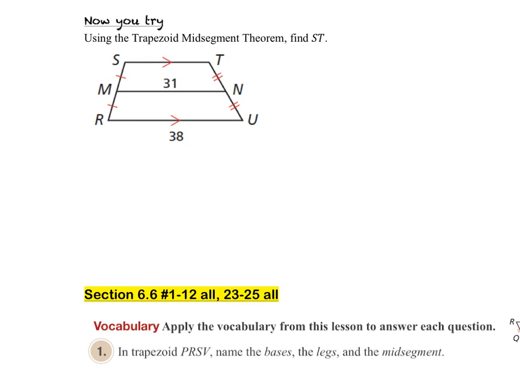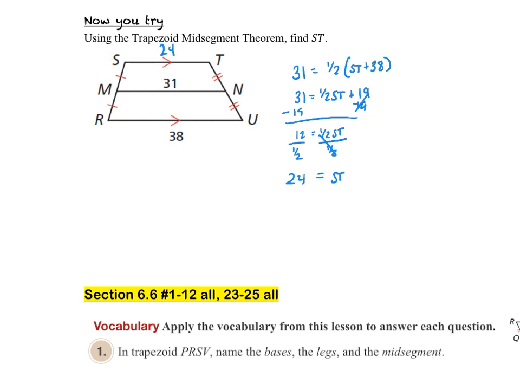Okay, for the now you try, what we could do here is the mid-segment, ST, which is 31, is equal to 1/2 of ST, which we don't know, plus 38. So 31 equals 1/2 ST plus half of 38, which is 19. Subtract 19 from both sides, and that is 12. 12 equals 1/2 of ST. Divide both sides by 1/2, or you can just multiply by 2. It's the same thing. ST is equal to 24. And this makes sense. If you just think about what's the difference from 31 to 8, well, that's 7. So subtract 7 and you get 24.